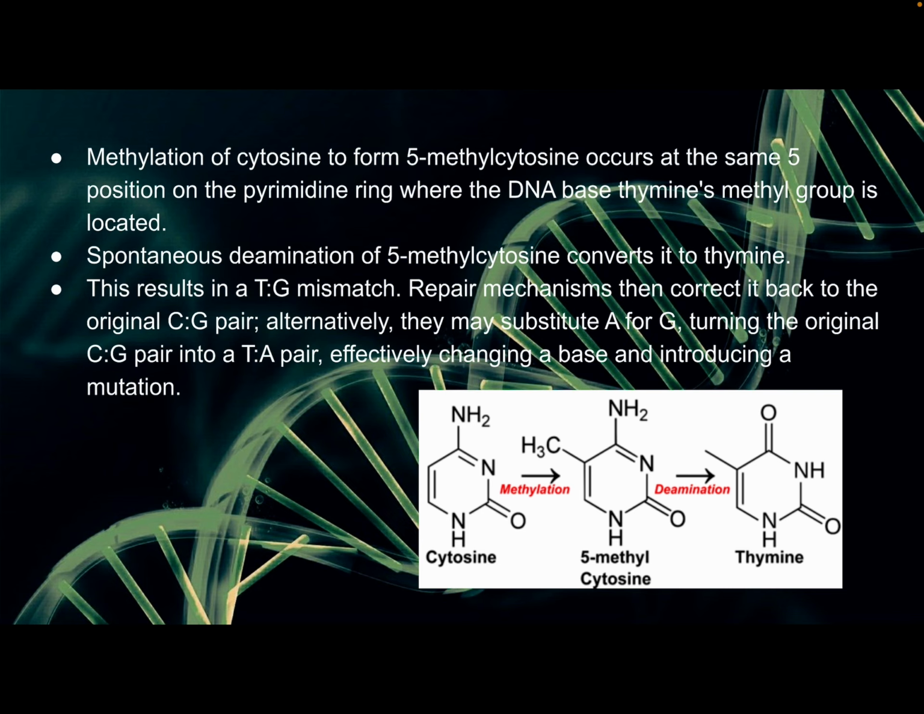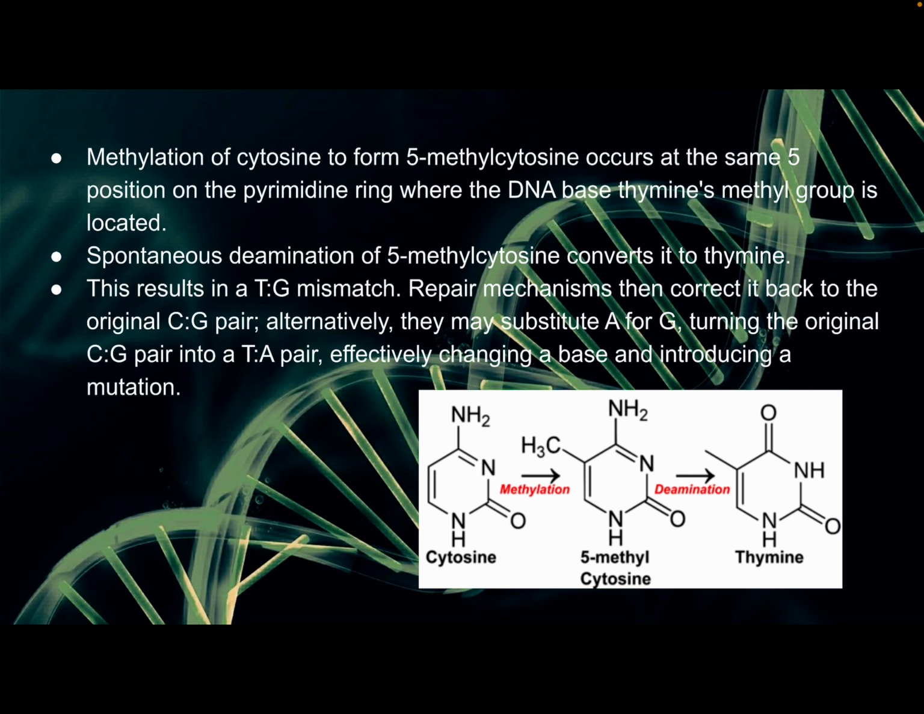A methylation of cytosine to form 5-methylcytosine occurs at the same fifth position on the pyrimidine ring where the DNA base thymine's methyl group is located. The same position distinguishes thymine from the analogous RNA base uracil, which has no methyl group.